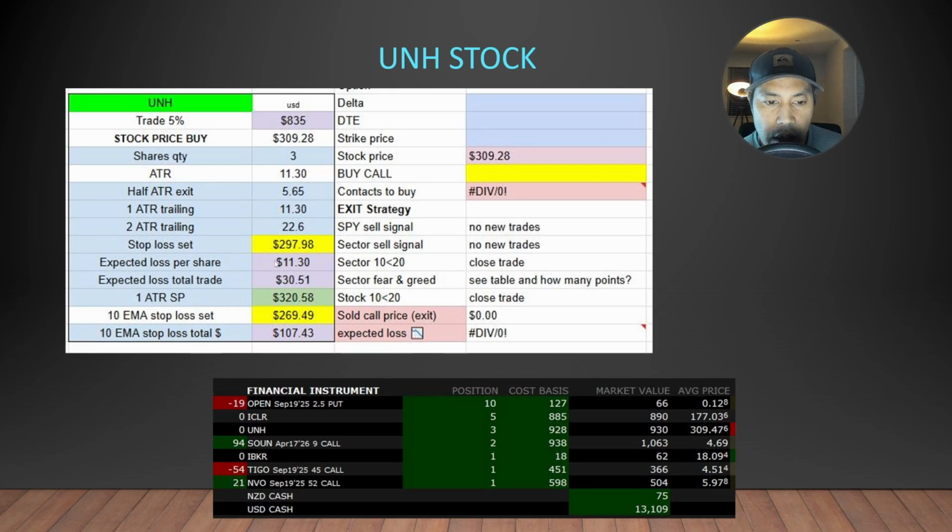Going back into here, I've calculated my expected loss of whatever happens, and then the ATR and the 10 EMA stop loss as well, and if it goes well below there, it calculates it, and then I lose $107 on this trade. Obviously, I am not trying to lose money, I'm trying to gain money, so I expect the stock to be bullish and to go up. But you've got to account for what happens if the stock goes down and have an exit signal if you are trading stocks short term.